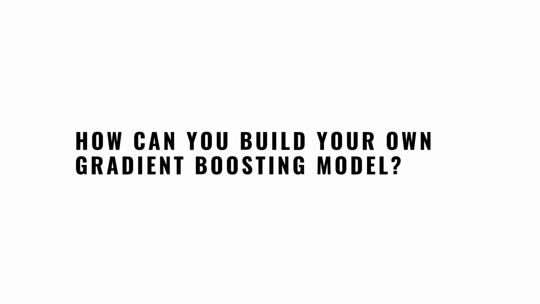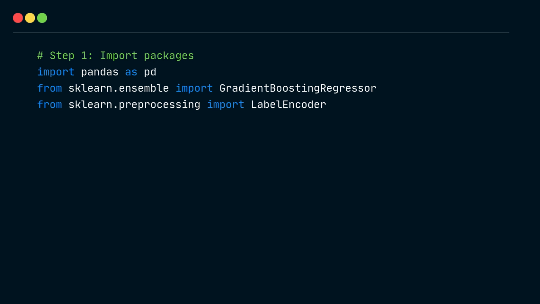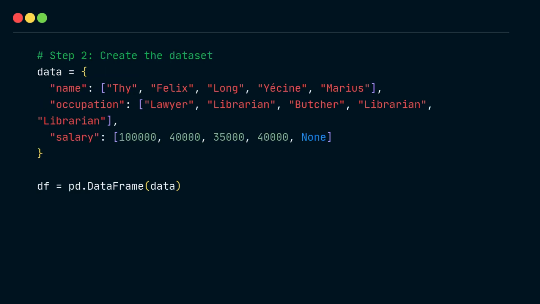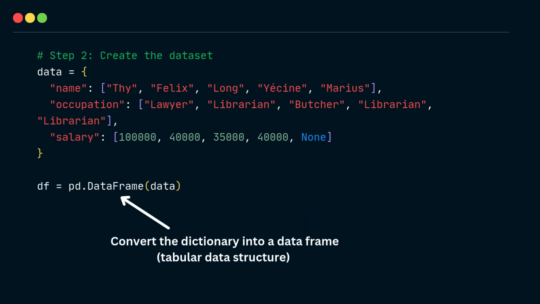Okay, so now I will show you how to build your own gradient boosting model in Python. First, you need to import these packages. Then you can create or import a dataset from a library. In this case, I create a dataset from the example at the beginning of the video. We set this value to None because we don't know the salary of Marius. This dataset is in the form of a dictionary, so we need to convert it to a data frame.